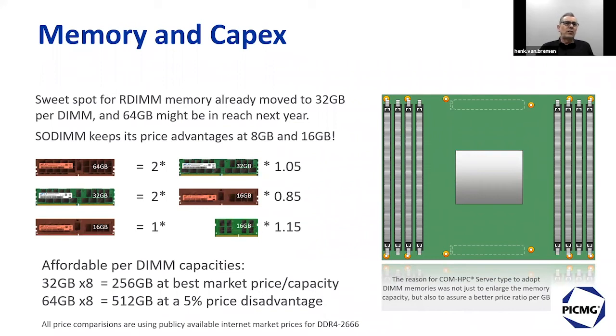So what we can see in this slide is actually that the sweet spot for memory already moved to 32 gigabytes per stick. And even if you would go to something like 64 gigabyte per stick, you would only get a 5% price disadvantage. So that means from 128, 256, or 512, we will get a good price performance on capacity.